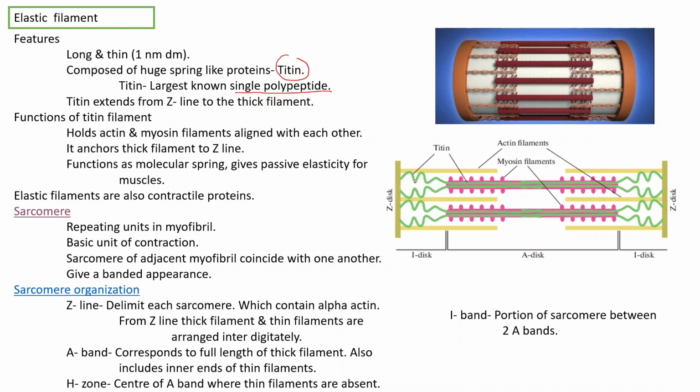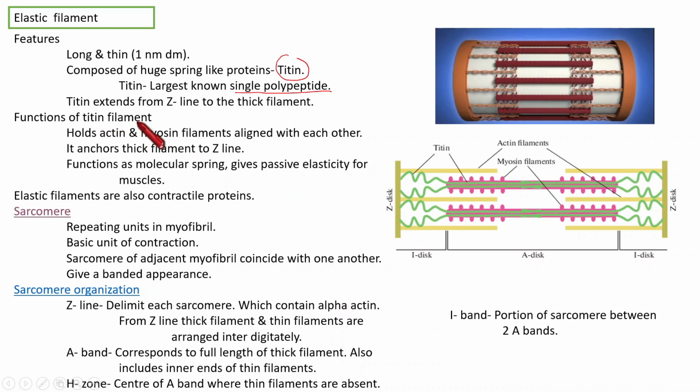This titin extends from that Z line to the thick filament. What is this Z line that you will see later? Anyway, just look at this picture and understand that this titin extends from the Z line or Z disc to the thick filament. Then what are the functions of this titin filament?